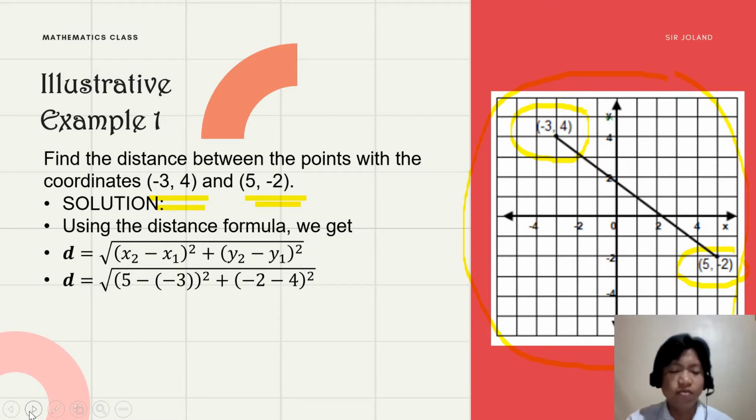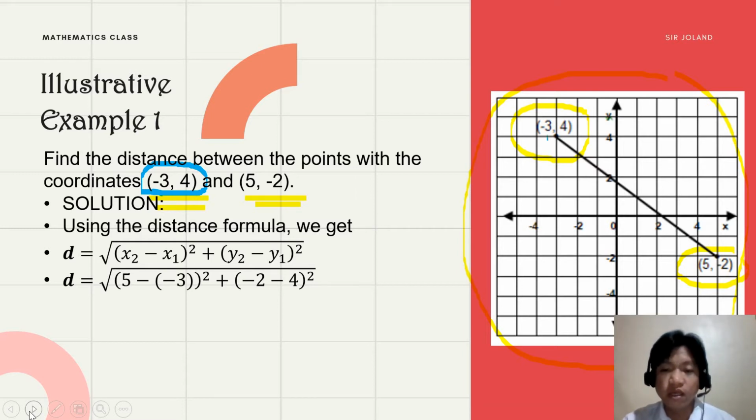Sige, reviewin natin muna. Saan ba natin ilalagay yung x sub 1, yung x sub 2, y sub 1, y sub 2. Okay, so ganito lang siya. So if you're going to designate, kung ano yung first point mo. So, in this case, if this is our first point, negative 3, 4, dyan manggagaling si x sub 1 at saka y sub 1 kasi siya yung ating first point.